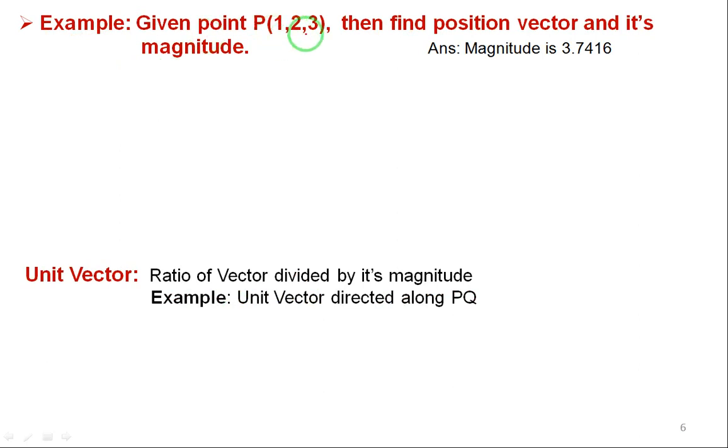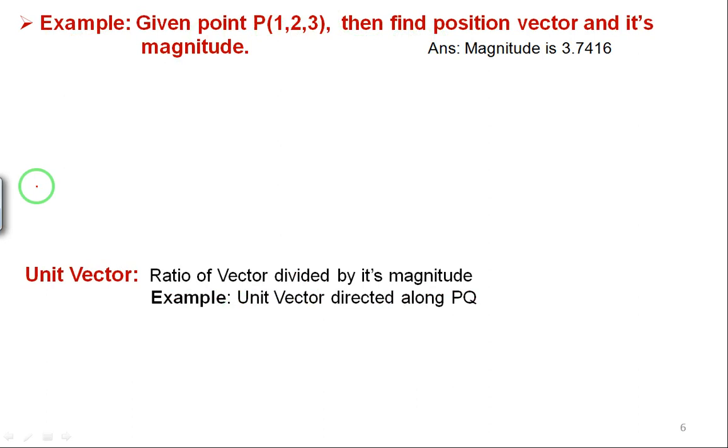Given point P of 1, 2, 3, find the position vector and its magnitude. Point P is given and it is asked to find out the position vector, right? And the magnitude of the position vector. So before solving any problem, it is better to draw the diagram. It is not mandatory, but it is better. In field theory, it is better to draw the correct diagram, not the wrong diagram. If I draw the correct figure, then 50% of the problem is solved. Remaining will be applying the formulas, whatever we know, right?